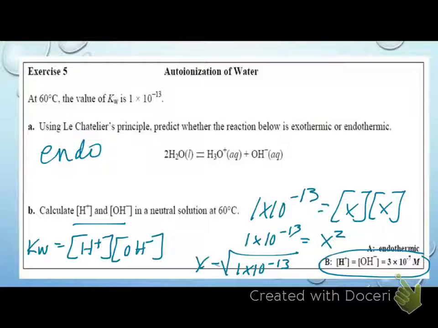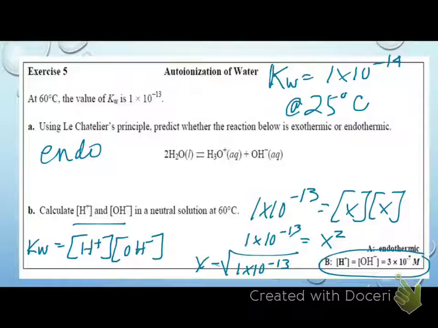So, like, the only way to figure out whether it's exothermic or endothermic is if you have two of the values at different temperatures? Yes, but you always have it at 25 degrees Celsius. That is a defined value. Kw is 1 times 10 to the negative 14 at 25 degrees Celsius, which is considered standard conditions, not standard temperature, standard conditions. So unless they give you a temperature, you assume that it's standard conditions. So most of the time, they are going to assume you know that Kw is equal to 1 times 10 to the negative 14.